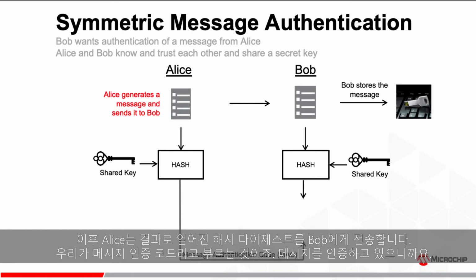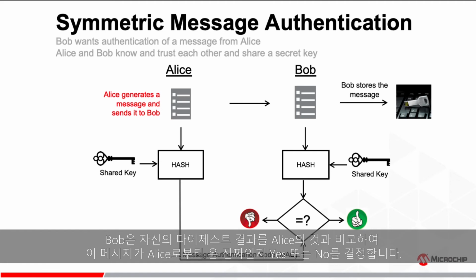Then Alice sends the result, the digest of her hash, which is now called a message authentication code because we're authenticating a message, and sends this to Bob. Bob then takes his digest result, compares it to Alice's digest result, and says yes or no, if this is a genuine message from Alice.